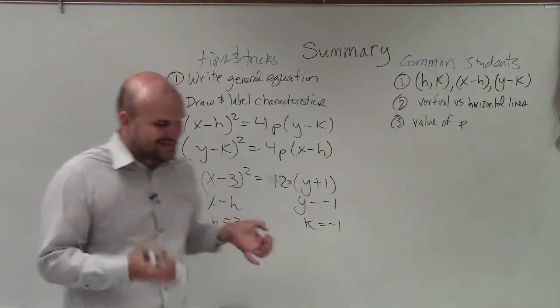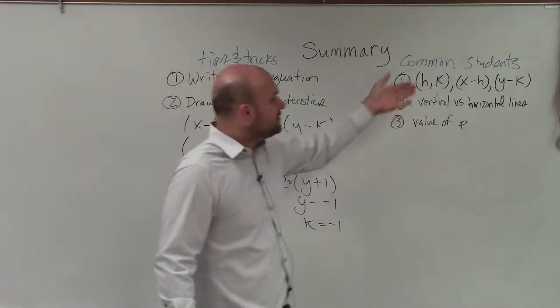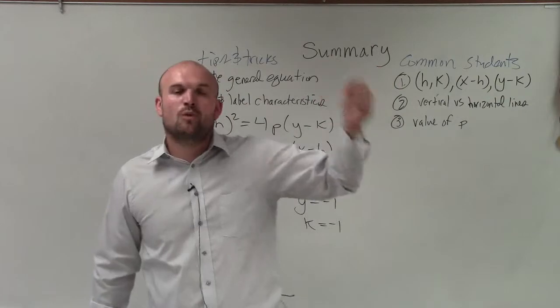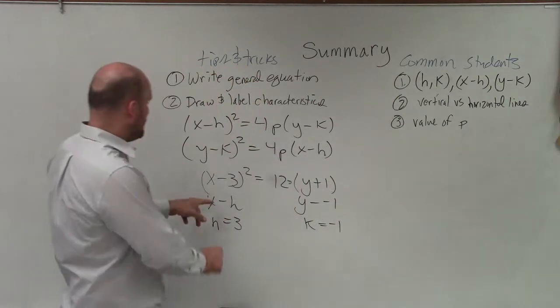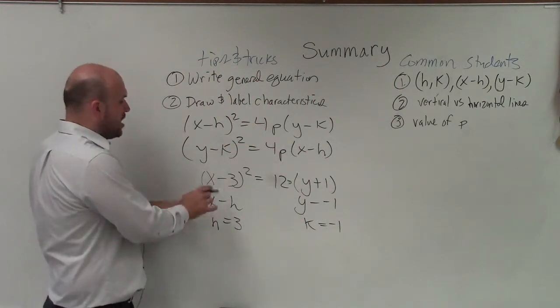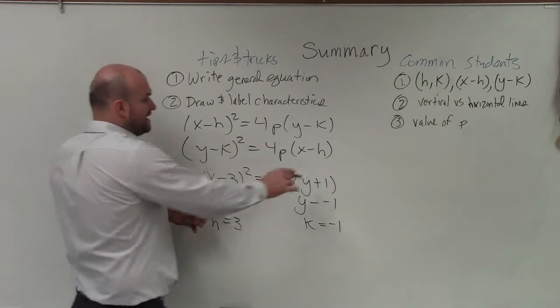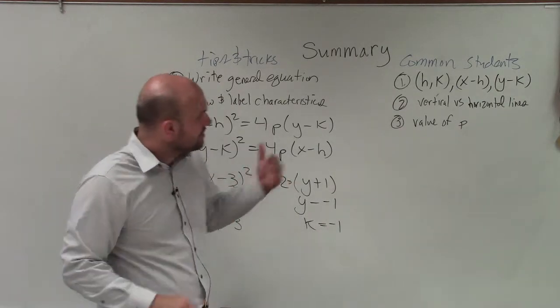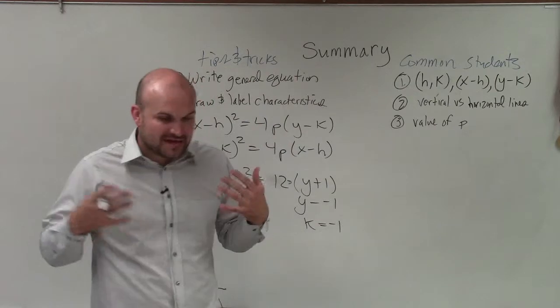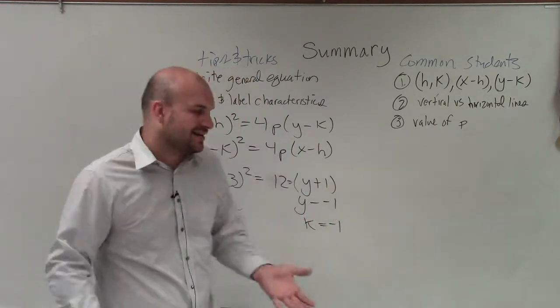All right, I know it gets a lot of students, but just remember the formulas are x opposite of h, y opposite of k. So always try to rewrite them in that format so you can say, oh, it's opposite, so it's 3, -1. The next thing is understand the difference how to label vertical and horizontal lines.